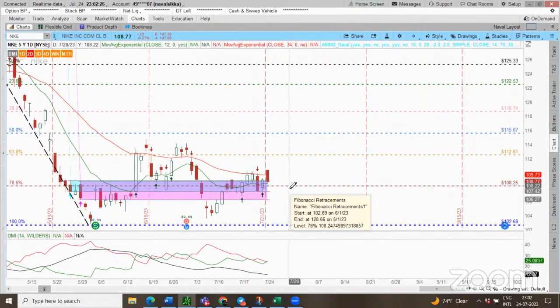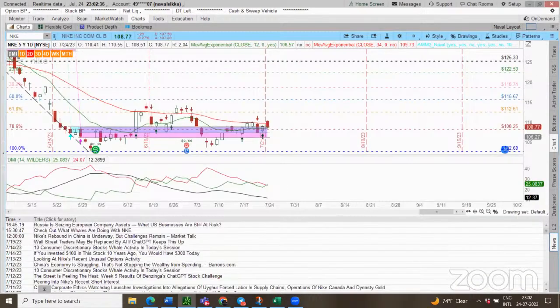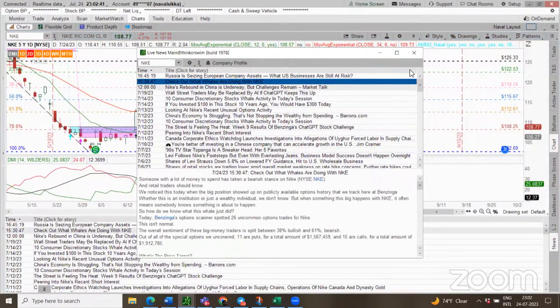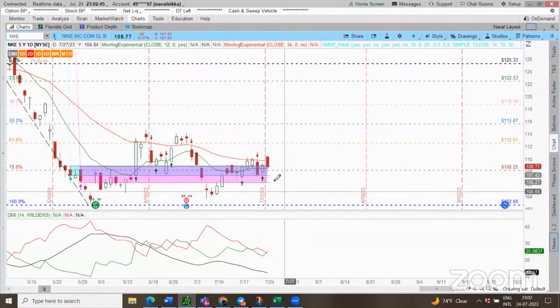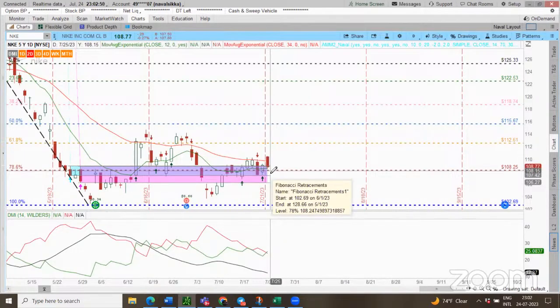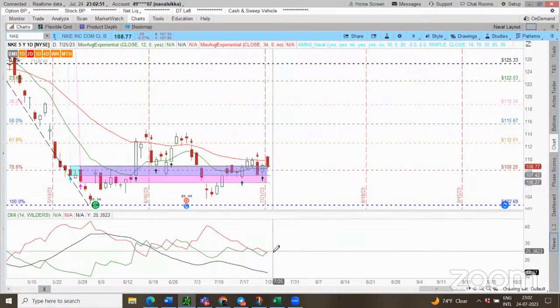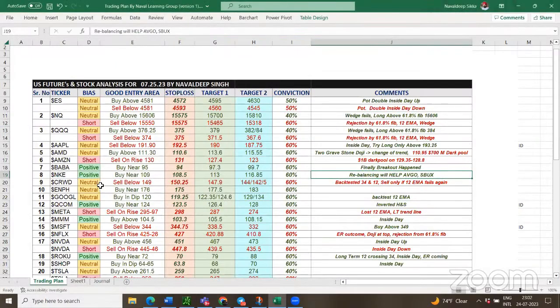This is 108. After hours, it's down 1%. I don't know what's the reason behind that. Check out Nike. Yep, it's showing resistance. As of now, Nike is holding the 12 EMA. In case it fails, let's see if it comes around 106. So I'm just taking a neutral note on Nike.